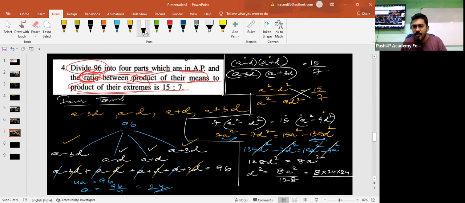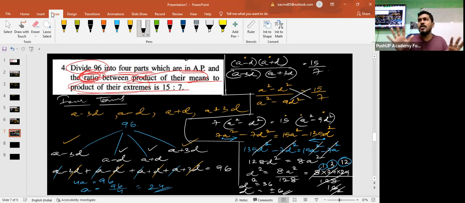So divided by 128. I think 8 and 128 will get divided. 8 ones are 8 and 8 into 16 are 128. Again, 8 into 3 are 24, and 8 into 2 are 16. 2 ones are 2 and 2 into 12 are 24. Okay, I'm getting 36, children. 1 into 3 into 12. Got it? D square is equal to 36. So if D square is equal to 36, you can say D is equal to plus minus 6. That's it. You got both A as well as D.